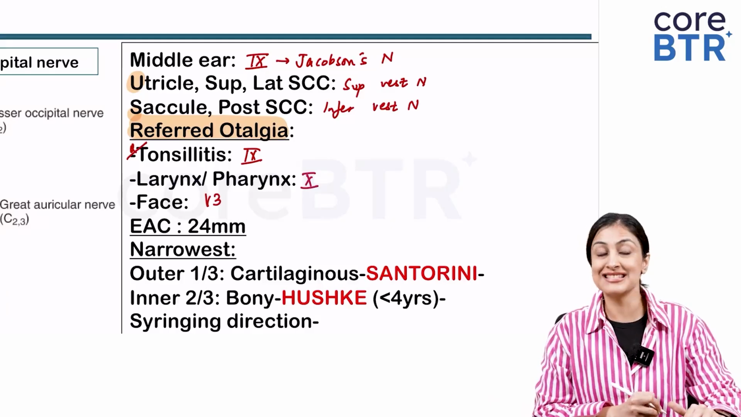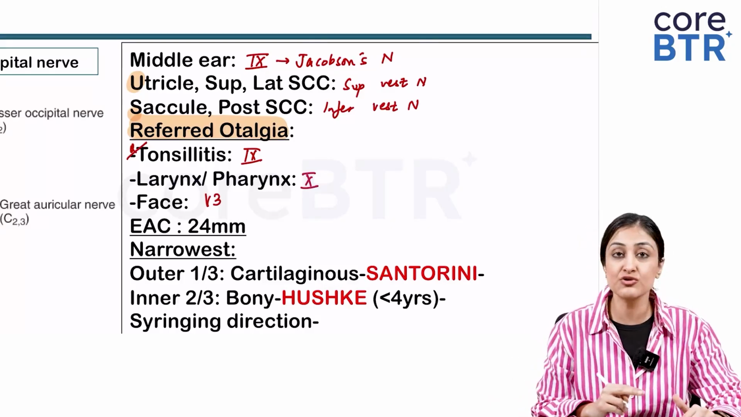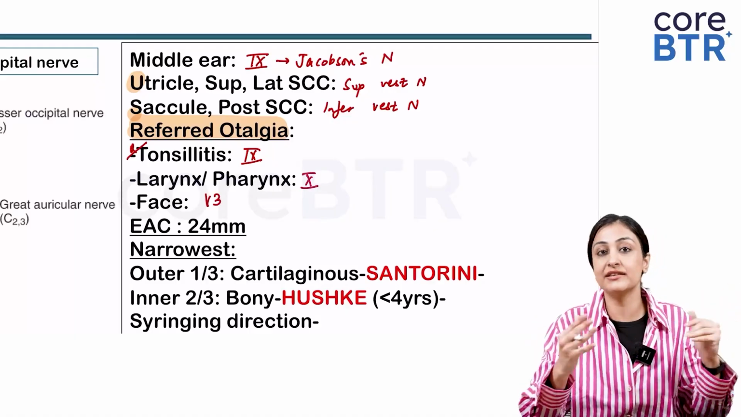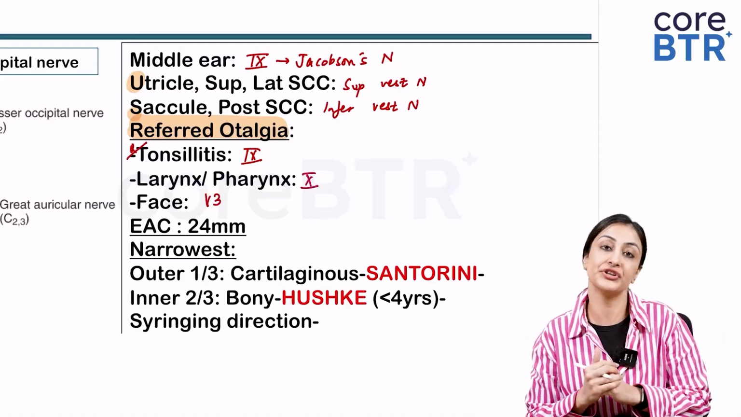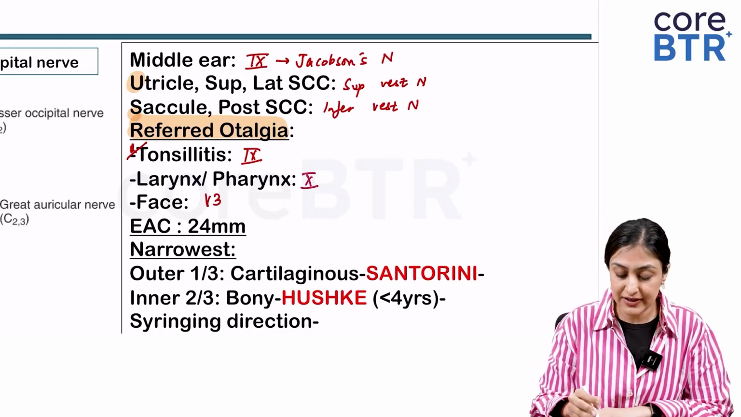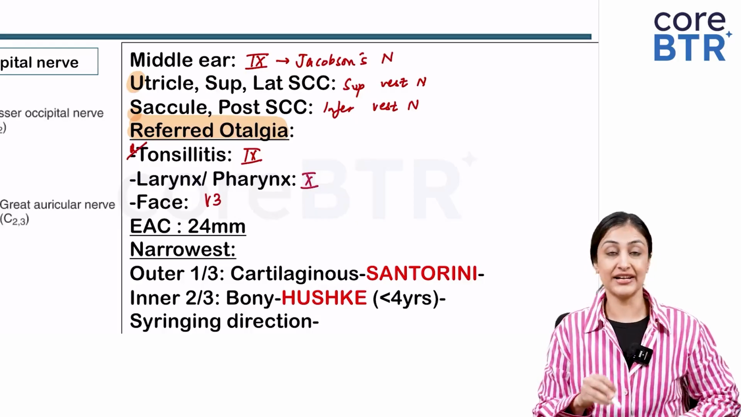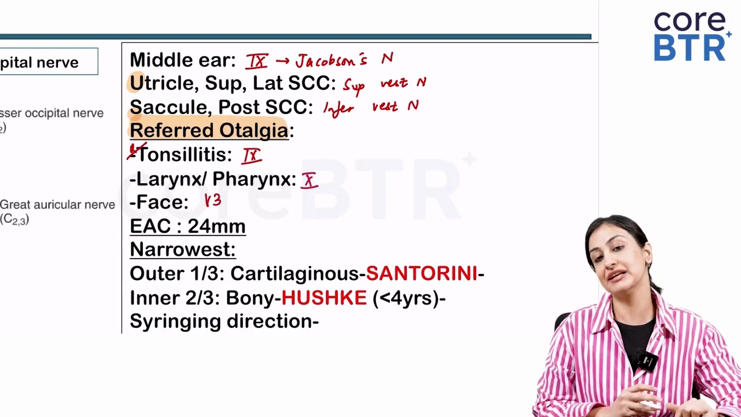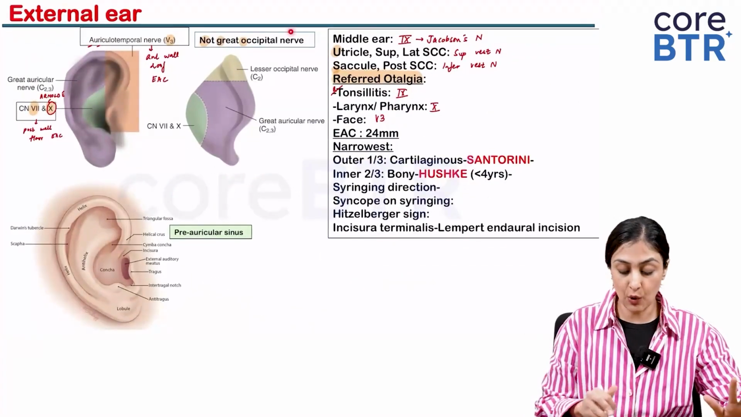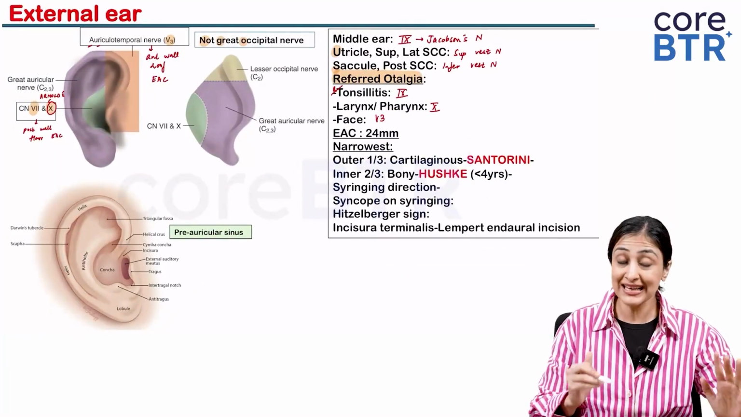Cochlea obviously will get its supply from the cochlear nerve, so no need to write that. So that becomes your eighth cranial nerve, vestibulocochlear nerve. It's the sensory nerve, right? So we have superior, upper, superior and lateral semicircular canal, remaining are inferior. So that completes all of the nerve supply of the ear.